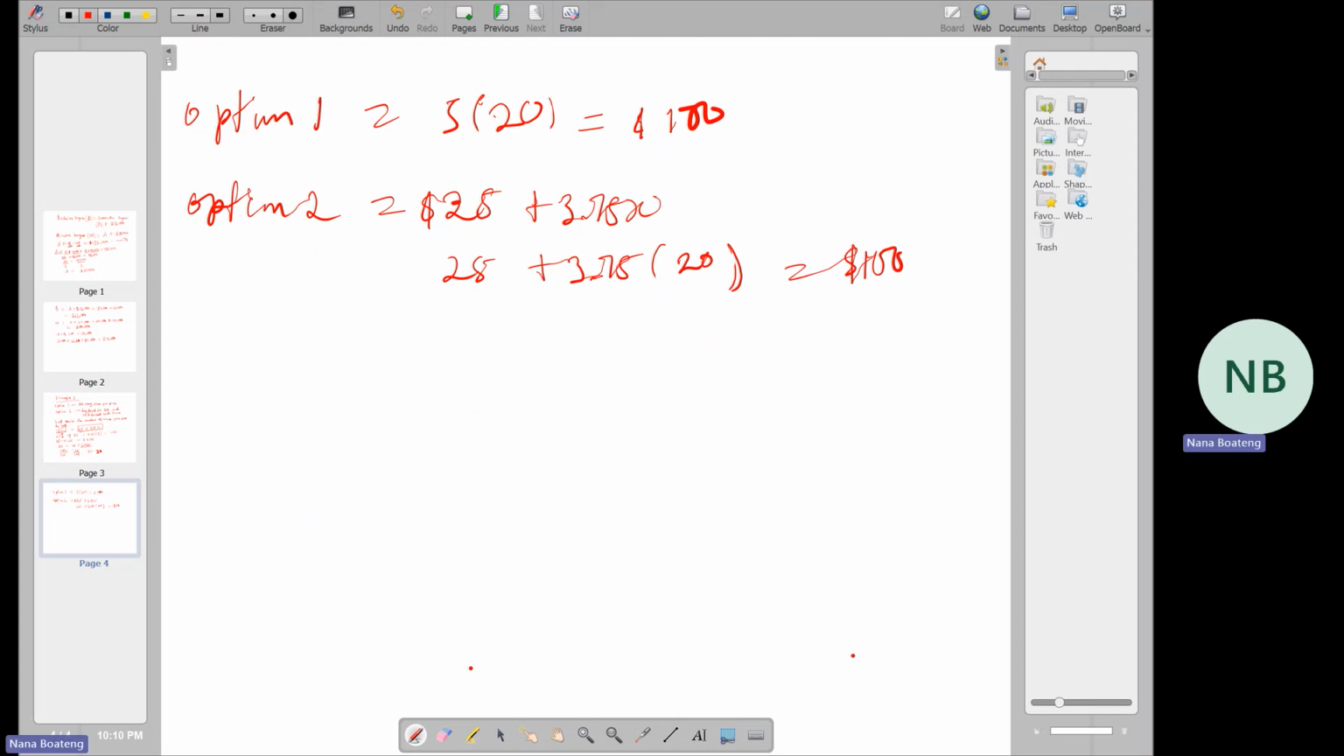If we add up 25 plus 3.75 times 20, it should give us 100, just like the first instance. So yeah, this is how we solve this third example. So let's move on to another example. Let me share my slide again and let's look at another example.